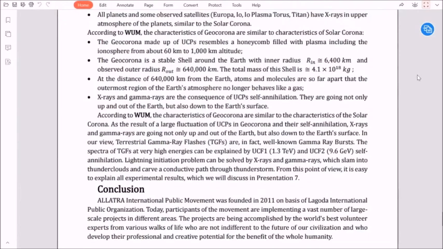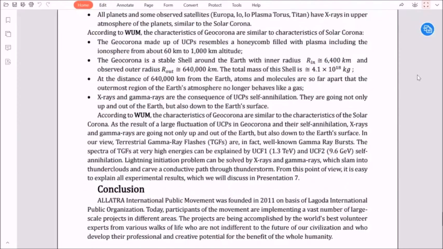According to us, the characteristics of geocorona are similar to the characteristics of the solar corona. As the result of large fluctuations of UC particles in geocorona and their self-annihilation, X-rays and gamma rays are going not only up and out of Earth, but also down to the Earth's surface. In our view, terrestrial gamma ray flashes are, in fact, well-known gamma ray bursts. The spectra of them at very high energies can be explained by UCF1 and UCF2 self-annihilation.